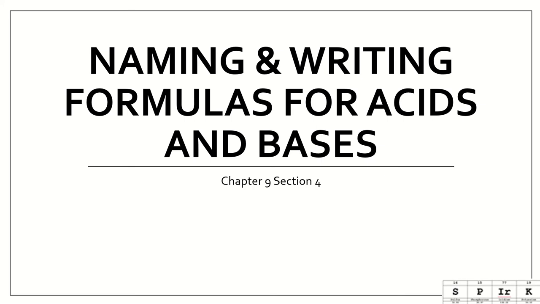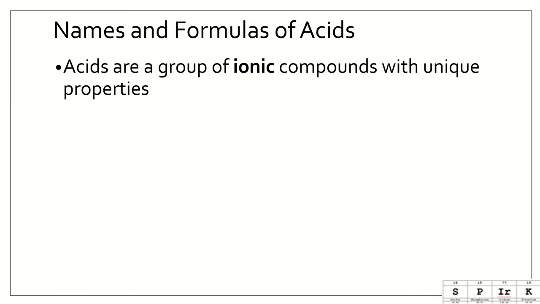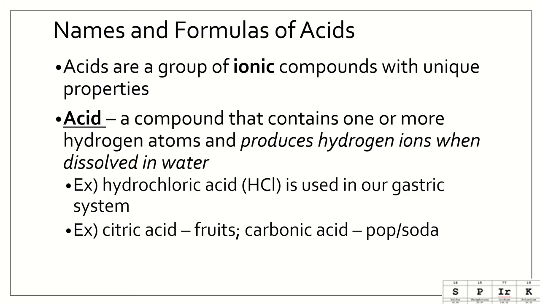This is probably the toughest section because naming acids is quite difficult. So, acids are a group of ionic compounds with unique properties. An acid is a compound that contains one or more hydrogen atoms and produces hydrogen ions when dissolved in water. We will really dive into studying acids and bases later in the year, but we do use them a lot, so we need to understand how to name them and what they mean.